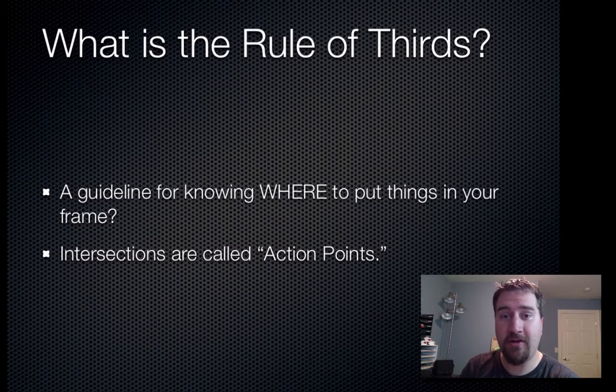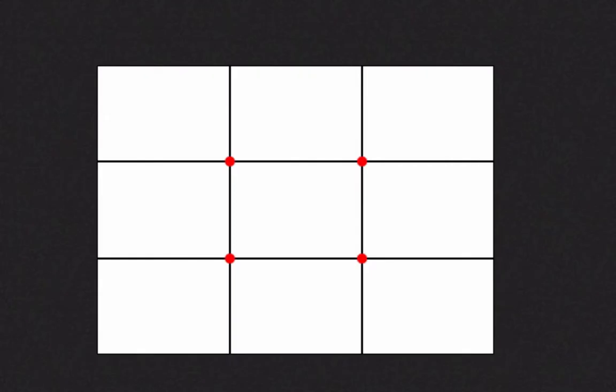Most digital cameras actually have a function where you can turn on this grid as you film. Intersections on this grid are called action points, and action points are where your eyes are naturally drawn in a frame. Studies show that the brain gravitates towards those areas. So the goal is to put what's the most important thing in your frame on one of those action points. That's where the mind registers, oh, this is interesting.